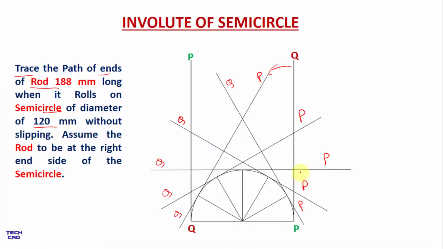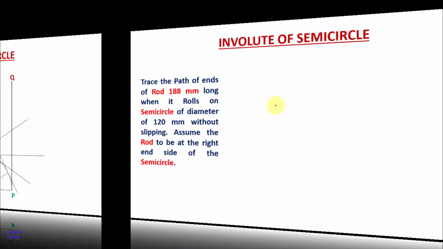So it means the rod PQ rolls on this semicircle in this way, and now it comes to the other end of the semicircle. Now the Q point becomes this one and the P point becomes this one. So it rotates exactly 180 degrees. So this is the question, and we have to trace the ends of the rod, which means we have to trace the P and Q points. So let's see how to make this involute.